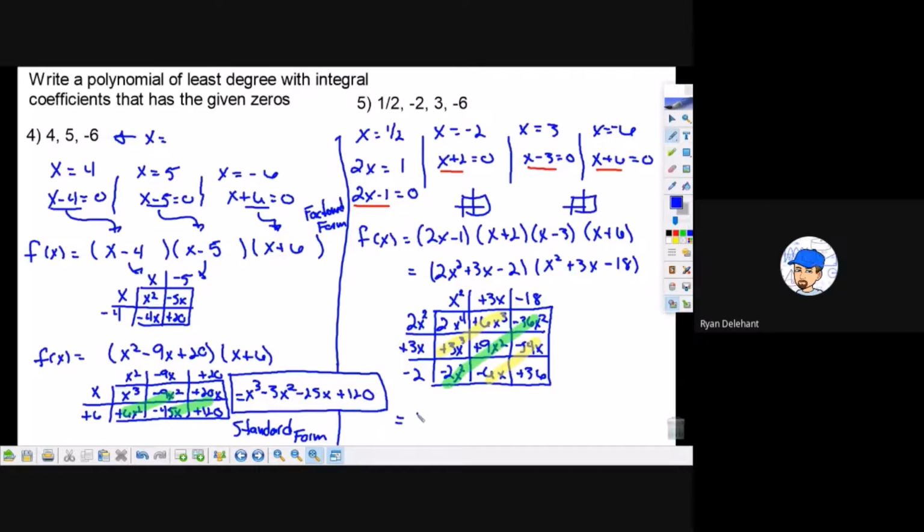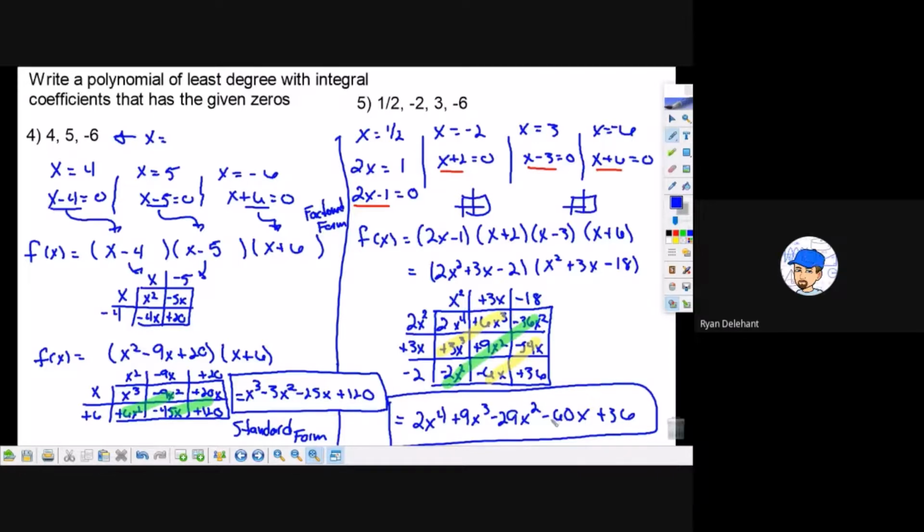So let's see, we're going to get 2x to the fourth, because that's by itself. Now we just need to add these coefficients. 9x to the third. So this is 36 minus, that's 27, 29. 54 and 6 is 60. And the last one is 36. So there's our standard form answer for this one.